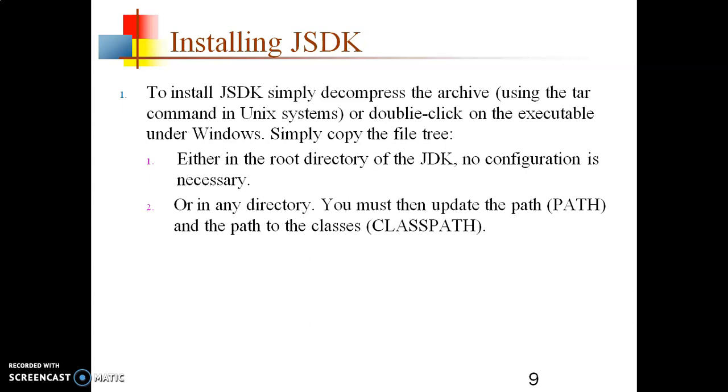This is about the installation of JSDK. We had already talked about this. I have discussed how to install the JSDK. Simply decompress the archive command in Unix system or double click on the executable under Windows. You can install this in both operating systems, Unix as well as Windows. So simply copy the file there. This is the path where you need to copy this. This is the installation of JSDK.